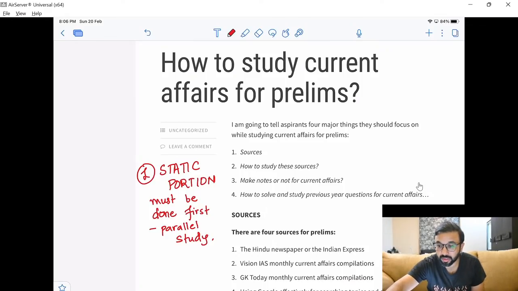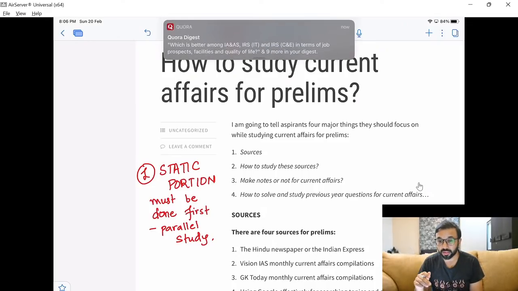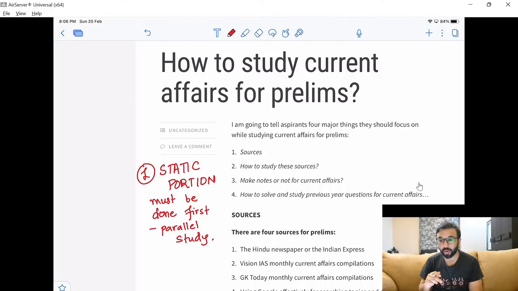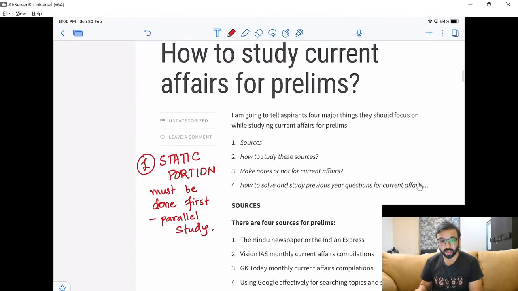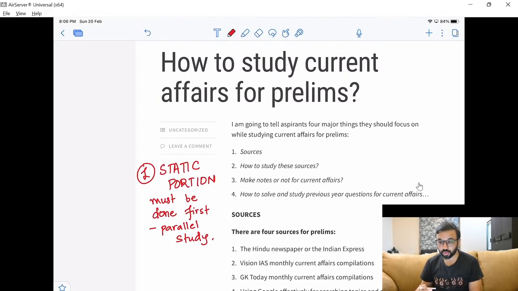If your screen is blurred, what you can do is put it on higher resolution. Your video is probably not playing in higher resolution. If you set it to higher resolution, the blurring will go away, because I am using the highest resolution possible here.